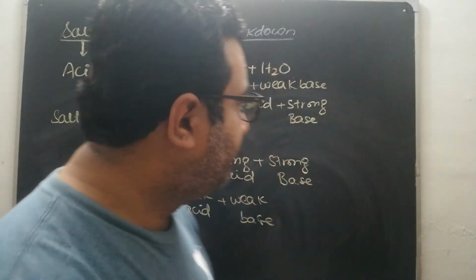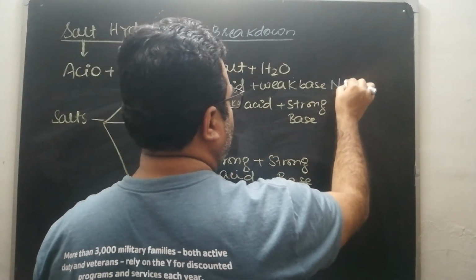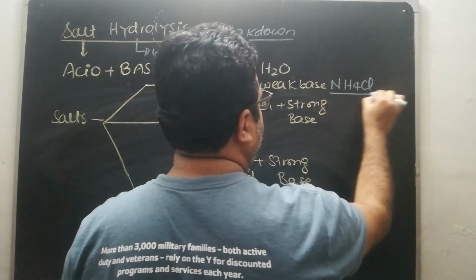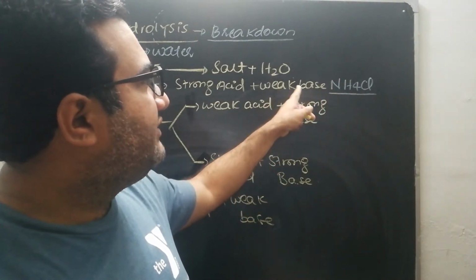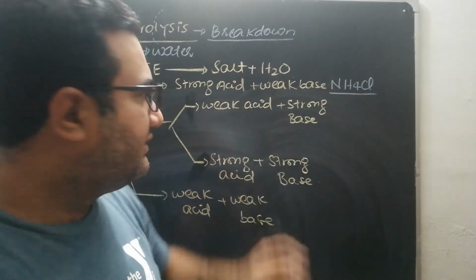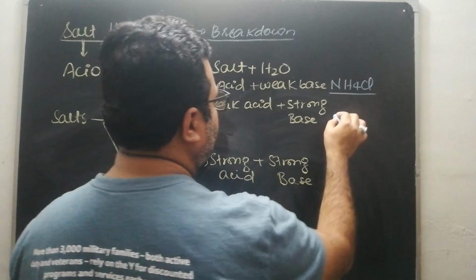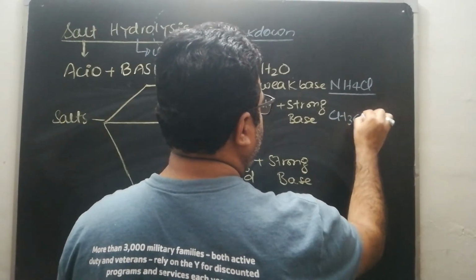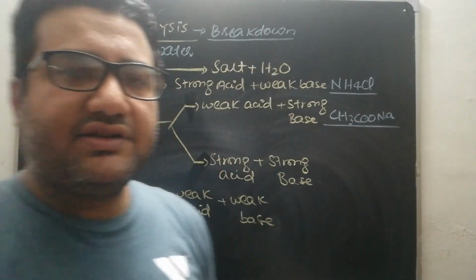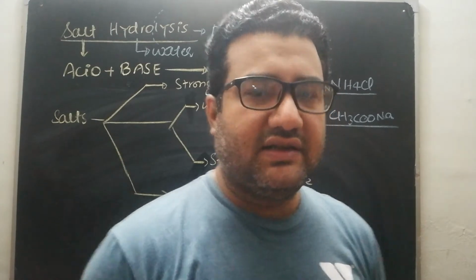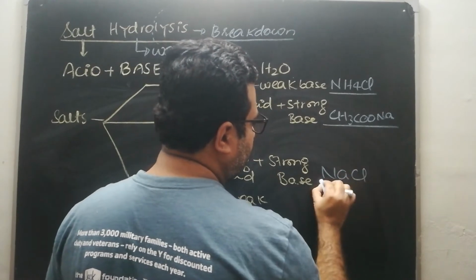Now let us take one example each. Strong acid and weak base: the example is ammonium chloride. Ammonium chloride is formed by the reaction of ammonium hydroxide, which is a weak base, and HCl, which is a strong acid. The second category is weak acid and strong base, like sodium acetate, which is formed by the reaction of weak acid, acetic acid, and a strong base, sodium hydroxide. Strong acid and strong base, very common example, that is NaCl.